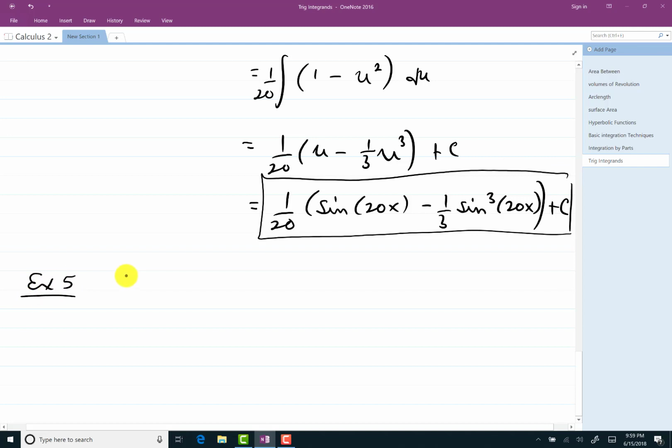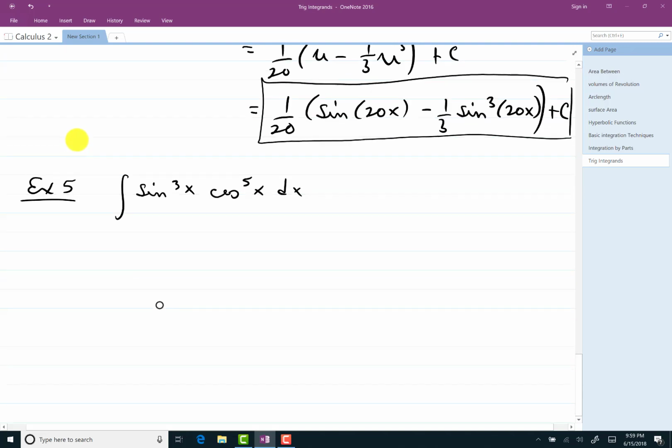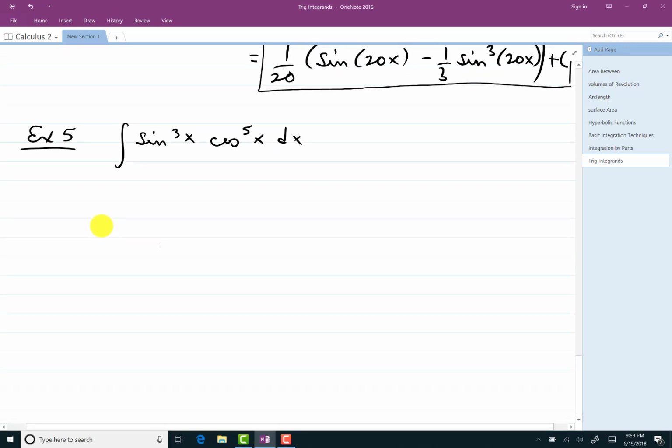For this next one, we'll have sine cubed of x cosine to the fifth of x dx. Now, there's more than one way to do these. Your book probably will do it a different way than I'm going to do it. But I have something in mind, and I'll explain hopefully while I'm doing it. I'm going to take the even powers of sine and cosine and strip them away. So I'm going to have sine squared of x, and then cosine to the fourth of x, and then what's left over will be sine of x cosine of x dx.